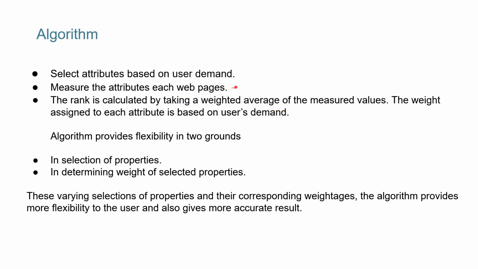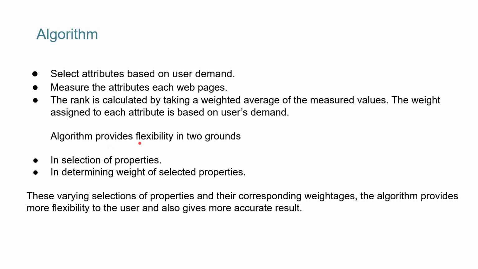Second, after the attributes are selected, the measure of attributes for each web page is measured, and then they are ranked. The rank is calculated by taking the weighted average of the measured values. The weight assigned to each attribute is based on the user's demand.